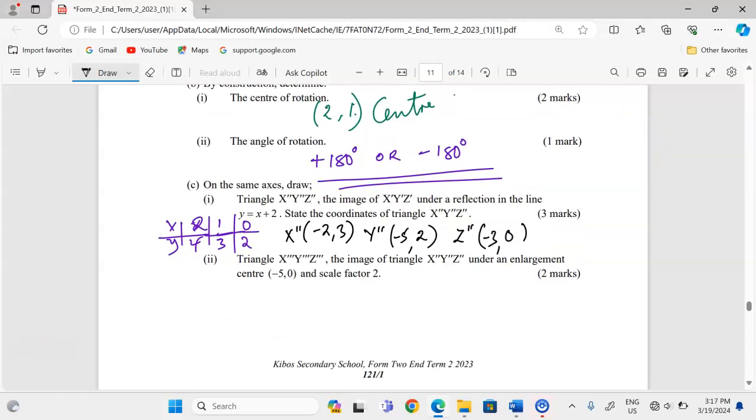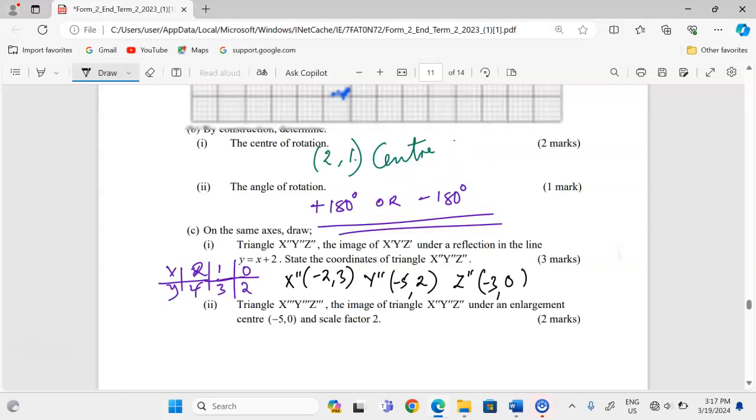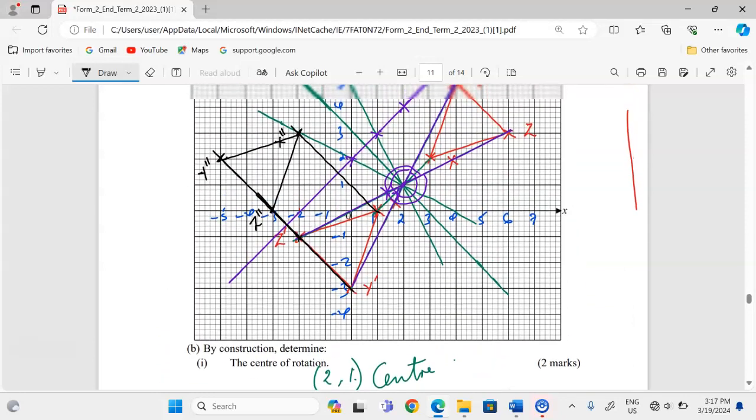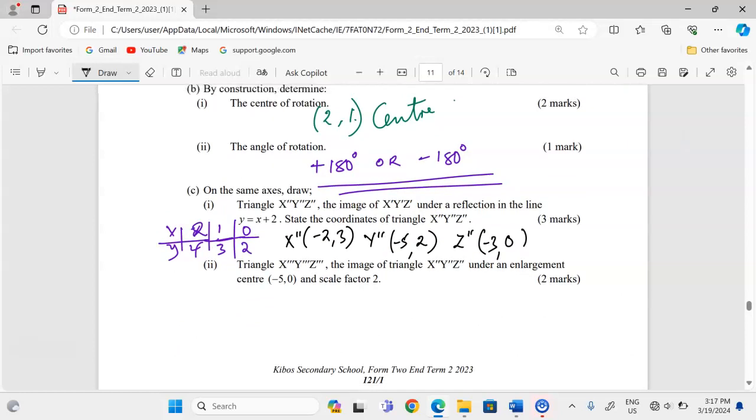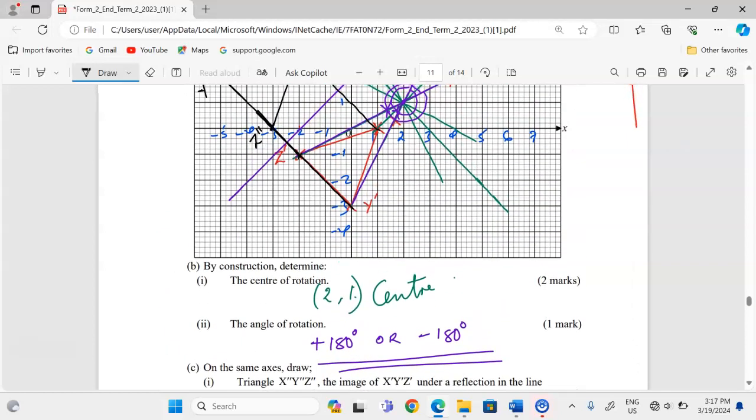And finally, triangle X triple prime Y triple prime Z triple prime, the image of the second image under an enlargement, center negative 5, 0, and scale factor positive 2. So the center is here, negative 5, 0. This is negative 5. So negative 5, 0 is going to be here.